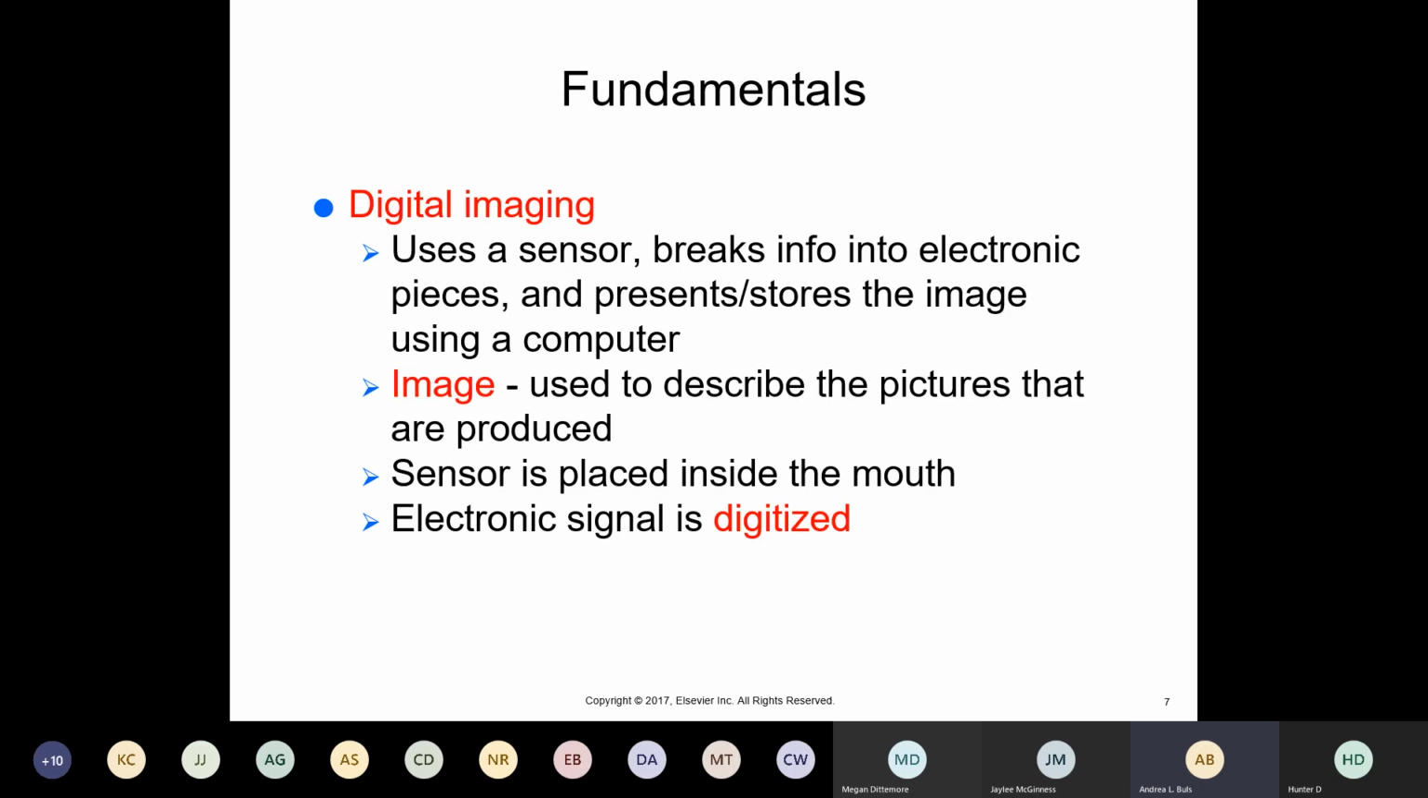So the fundamentals of digital imaging is we use a sensor. It breaks information into those little electronic pieces and presents and stores the image using a computer. The image is then used to describe what we called radiographs before. Now we're going to call them images because we're using digital. The sensor is placed inside of the mouth, so it is our intraoral receptor, and then the signal is digitized.